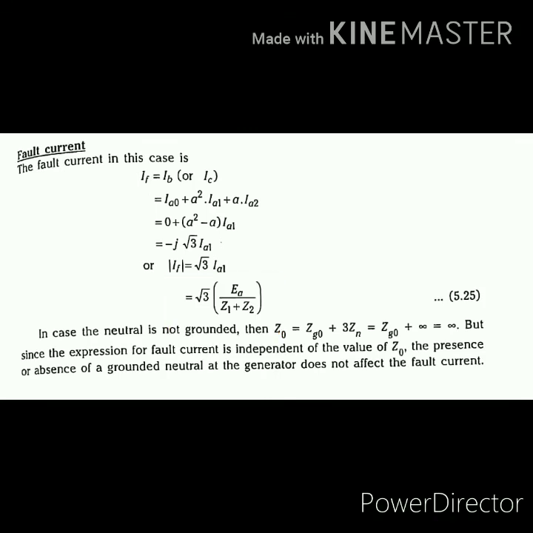But again, if the neutral is not grounded, the neutral impedance becomes infinity, so the overall Z0 becomes infinity. But here the fault current is independent of Z0. You can see it depends only on Z1 and Z2. So even if the neutral is grounded or not, it does not affect the fault current in this particular case, not like the previous one.